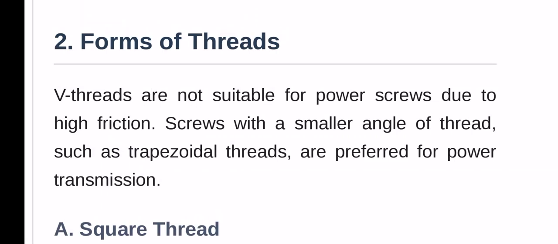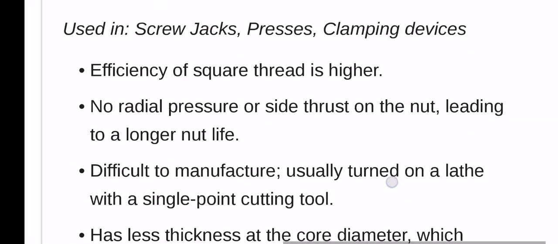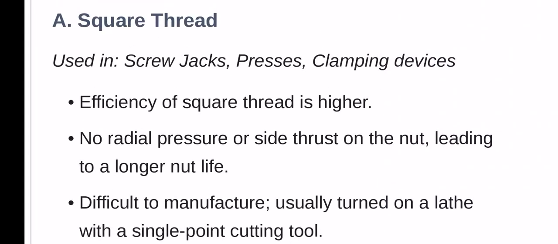Screws with a smaller angle of threads, such as trapezoidal threads, are preferred for power transmission. Square threads are used in screw jacks, presses, and clamping devices. The efficiency of square threads is higher. There is no radial pressure or side thrust on the nut, leading to a longer nut life.